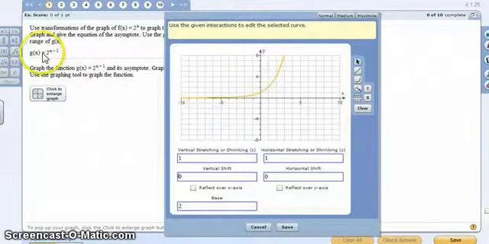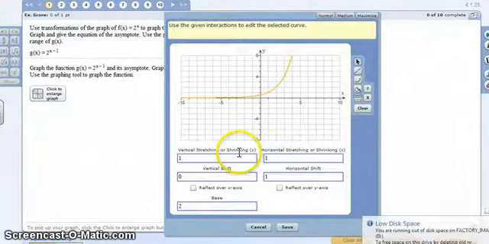But I want f of x equals 2 to the x minus 1. So I need to understand that the x minus 1 in the exponent is a horizontal shift, 1 to the right. So that's not a vertical shift, but it's a horizontal shift of positive 1. If I wanted to go left 1, I would type negative 1 in that box. Once you click outside of it, it's going to shift everything over 1.